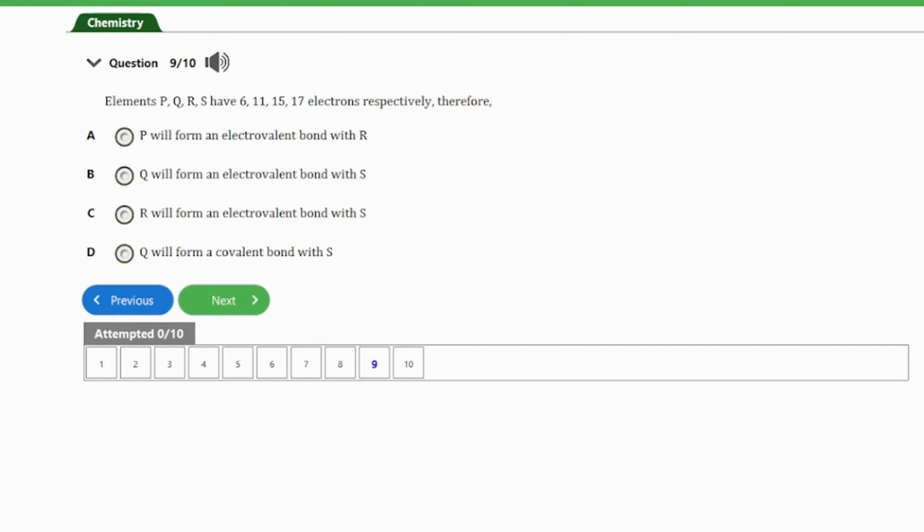That's 2, 8, 7. So guys, in this case, S is a non-metal and actually a group 7 non-metal. So guys, when Q forms a bond with S, they will form an ionic bond, which is a bond between a metal and a non-metal. So guys, that's the correct answer to this question, and that's option B. It's an ionic bond or electrovalent bond.